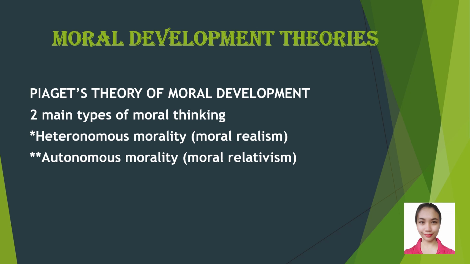Okay, so for the next one class is yung autonomous morality or the moral relativism. Tama ba? Yes, relativism. So, in this stage class, it is about 9 to 10 years old. So, the stage of autonomous morality is also known as moral relativism. So, morality based on your own rules. Children recognize there is no absolute right or wrong, and that morality depends on the intentions, not consequences.